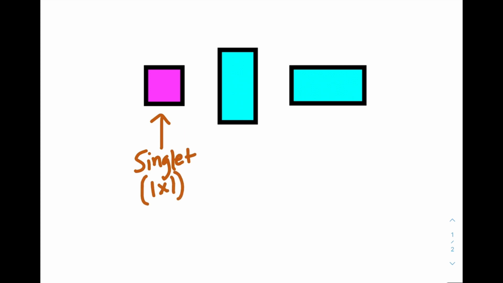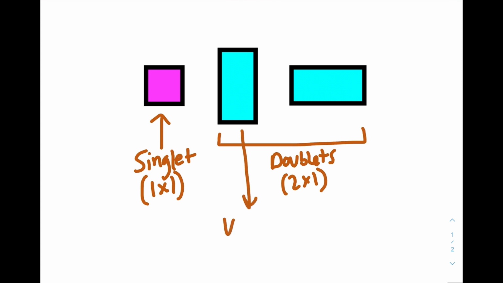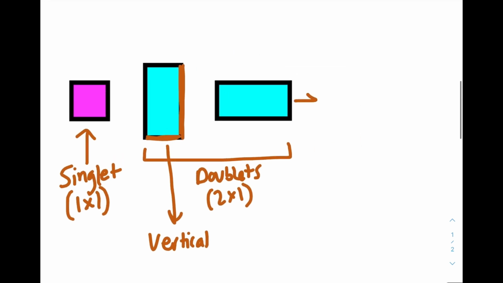The three tiles we will be using are as such. The leftmost one is going to be known as a singlet, which is simply a 1 by 1 unit tile. On the other hand, these two will be known as doublets, since they're made of two singlets and they will each be 2 by 1. The one in the center will be known as a vertical doublet because its base will be shorter than its height. On the other hand, the rightmost one will be known as a horizontal doublet because its base will be longer than its height.